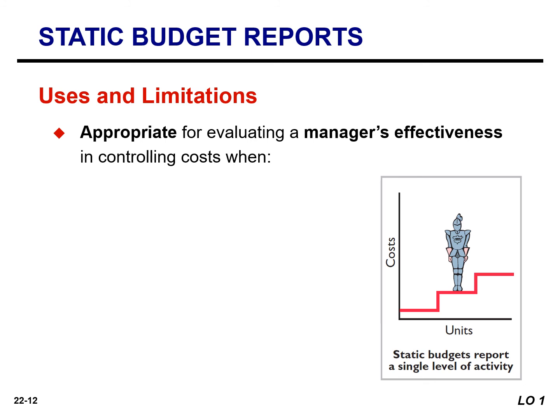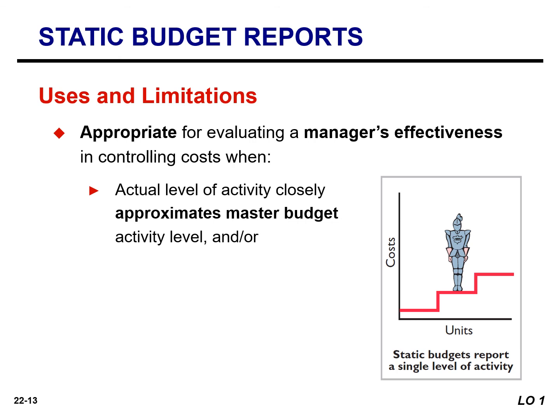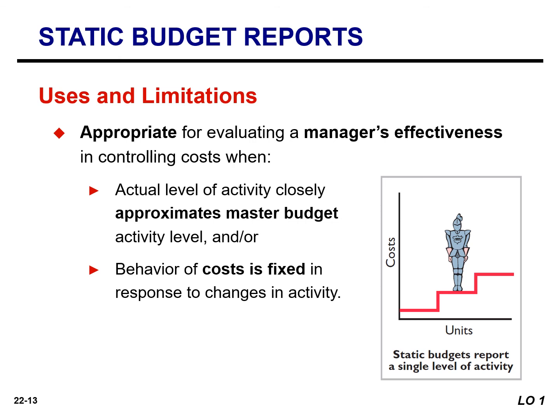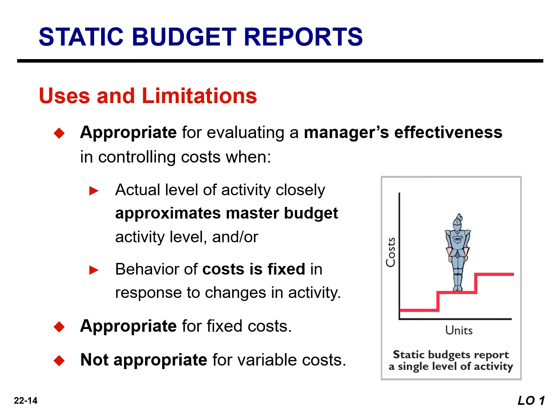A master sales budget is useful in evaluating the performance of a sales manager. Is it, however, appropriate for evaluating a manager's performance in controlling cost? Remember that in a static budget, data is not modified or adjusted. A static budget is appropriate in evaluating a manager's effectiveness in controlling cost when the actual level of activity closely approximates the master budget activity level and/or the behavior of the cost in response to change in the activity is fixed. A static budget report is appropriate for fixed manufacturing cost as well as fixed selling and administrative expenses. But as you will see shortly, static budget reports may not be a proper basis for evaluating a manager's performance in controlling variable cost.